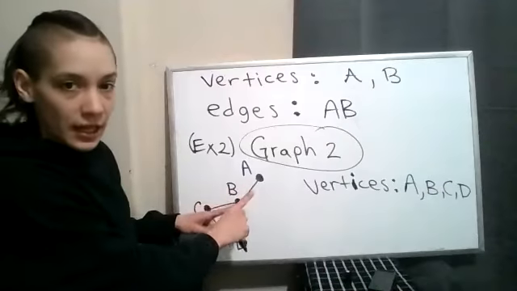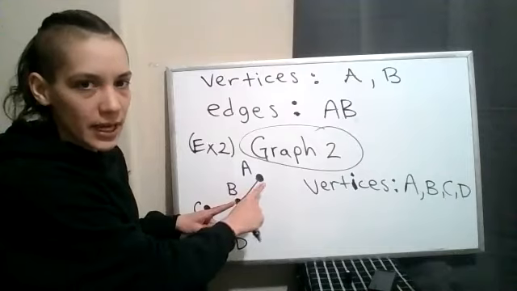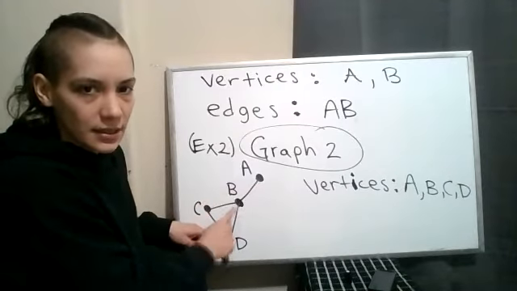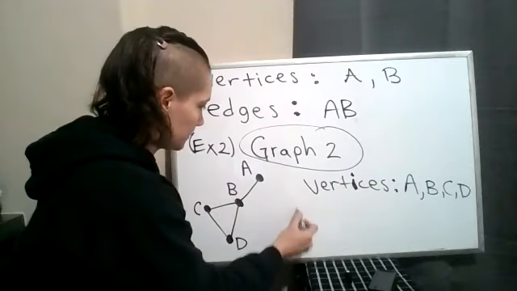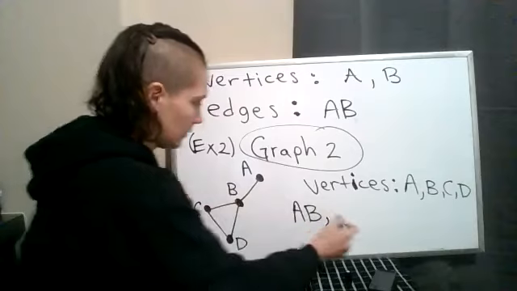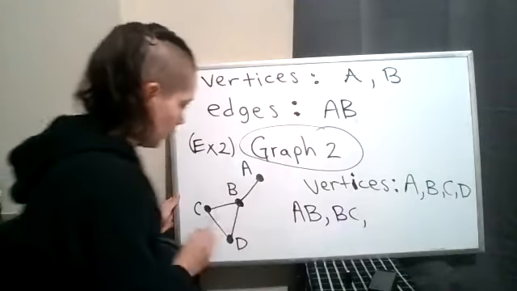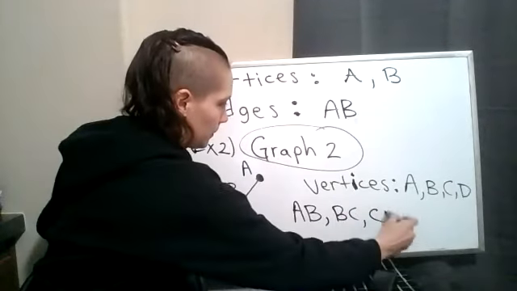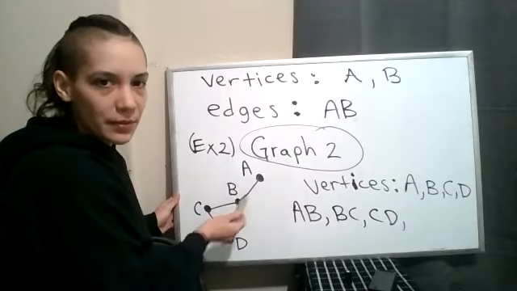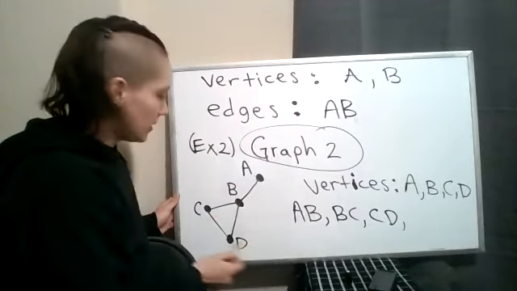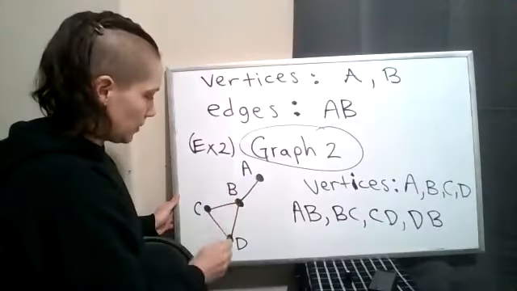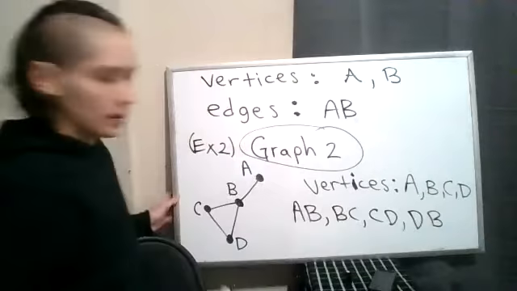And we want to list each edge, but no repeats. So there's edge AB, and then BC, CD, DB. C to D. D to B. And then we're done. If we keep looking, we'll have repeats. BA is the same as AB. 1, 2, 3, 4.